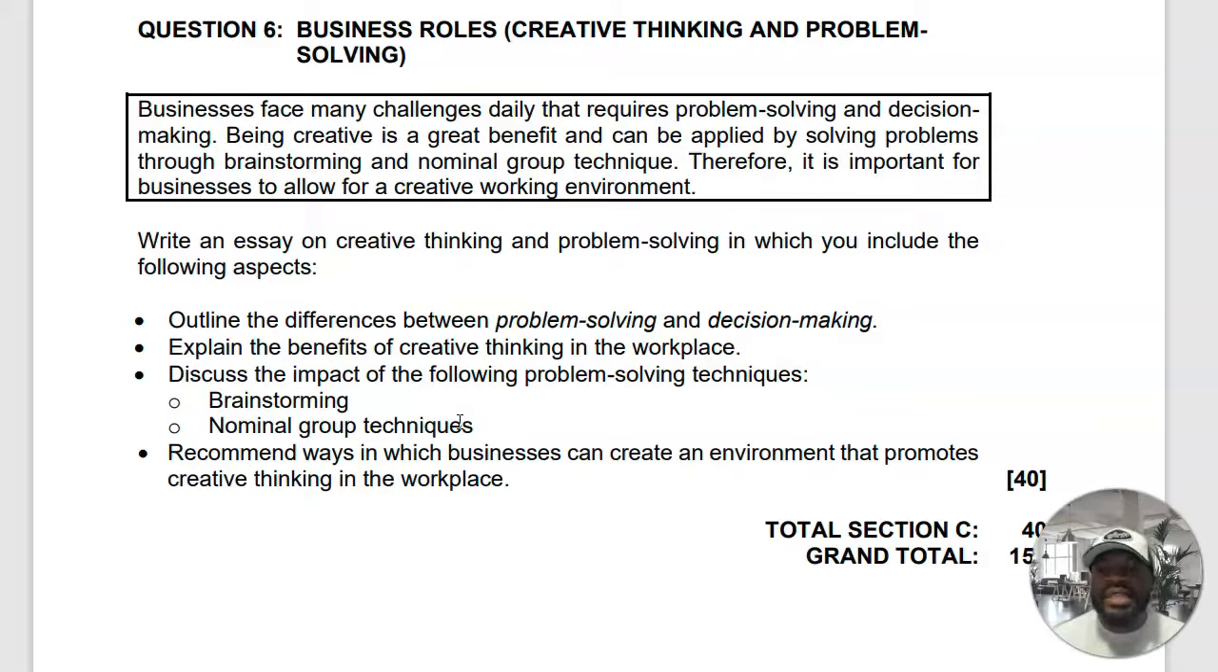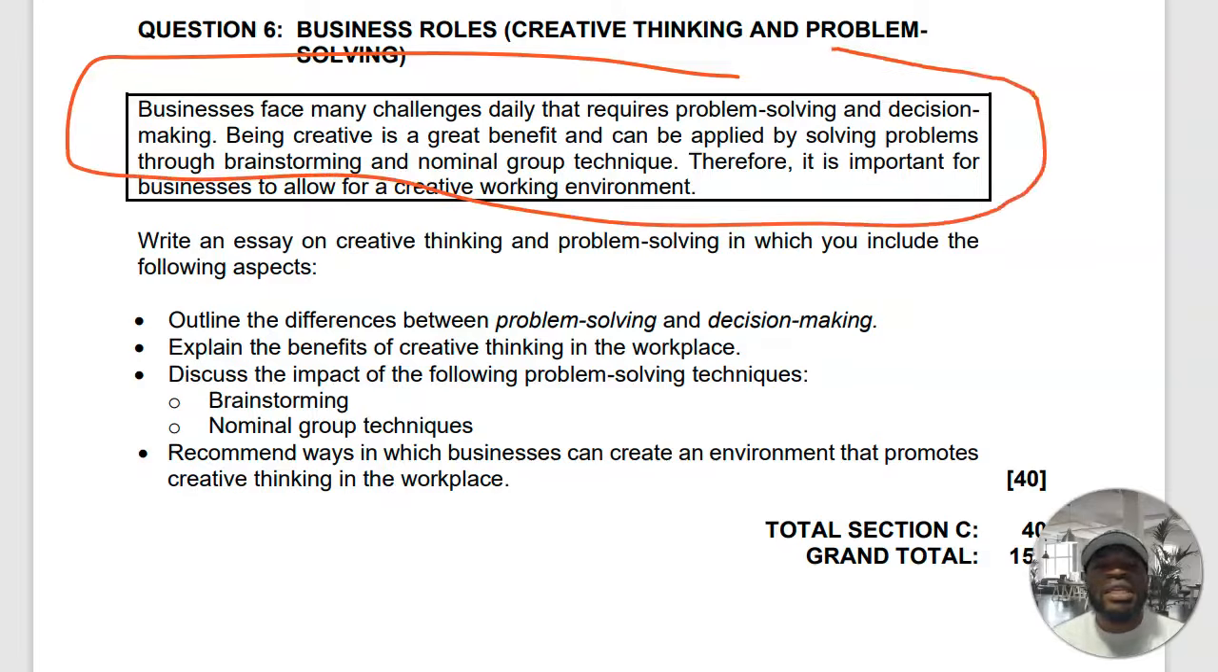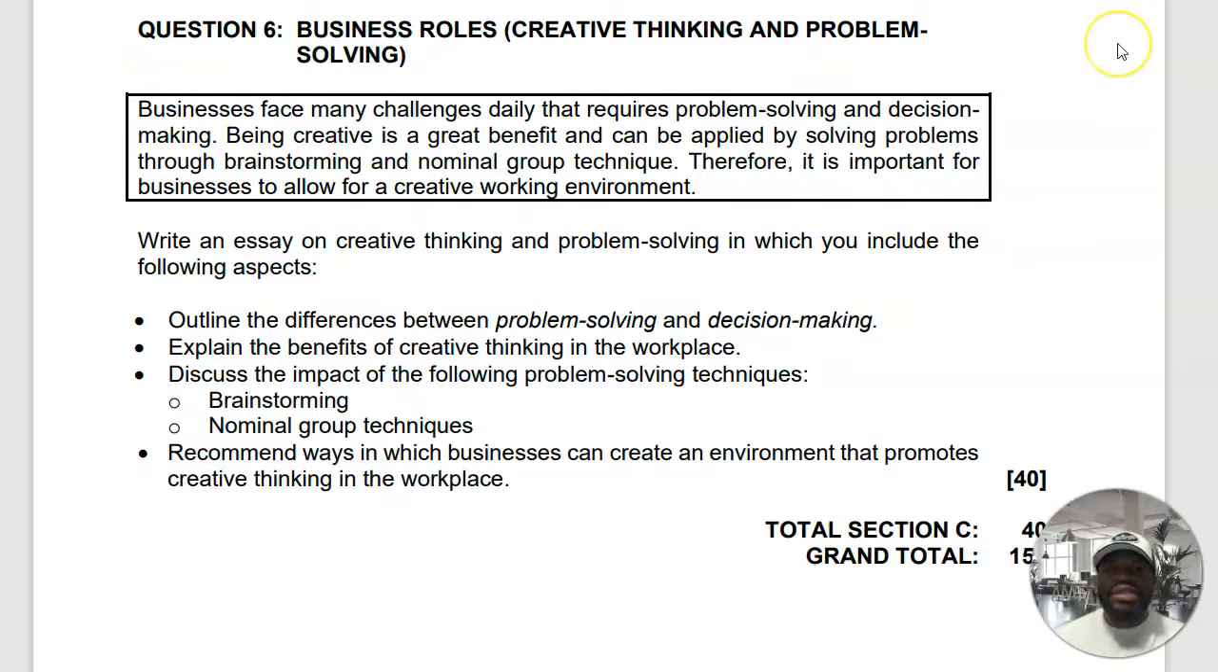So question 6 here starts with the preamble. The preamble is this scenario that you have at the beginning. So it says businesses face many challenges daily that require problem solving and decision making. Being creative is a great benefit and can be applied by solving problems through brainstorming and nominal group technique. Therefore, it is important for businesses to allow for a creative working environment. So that's our preamble there.